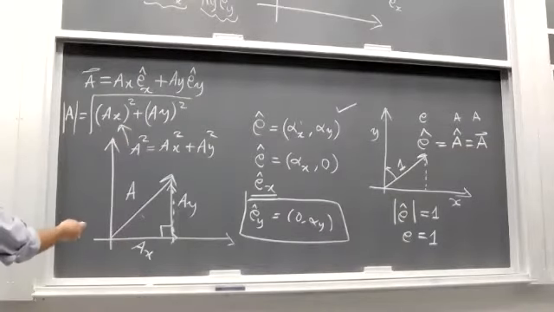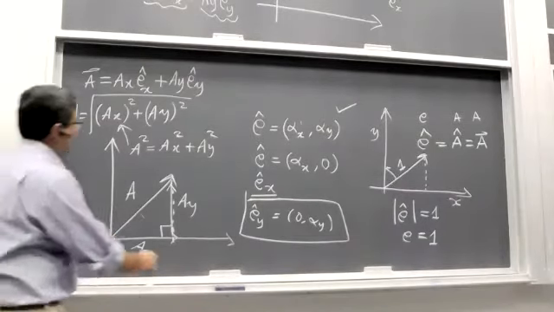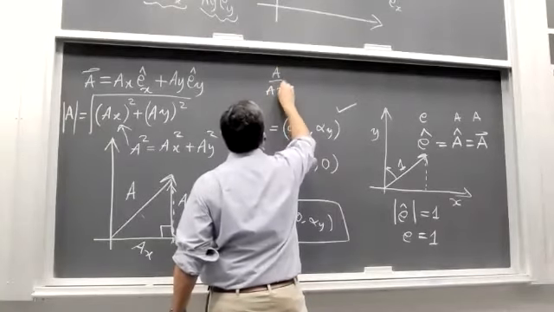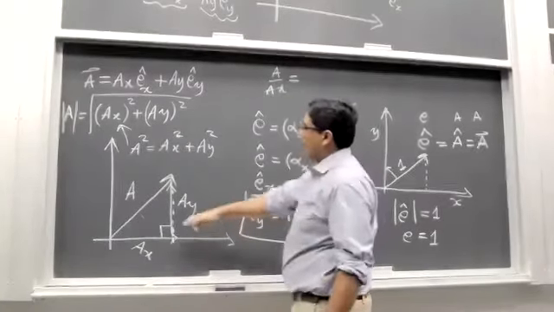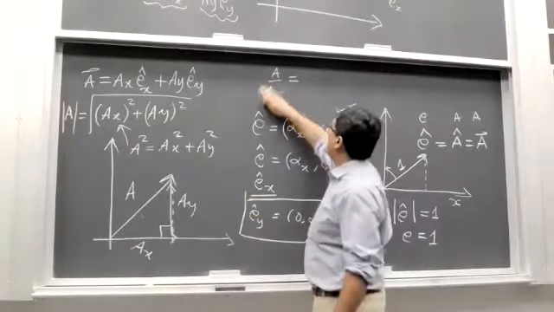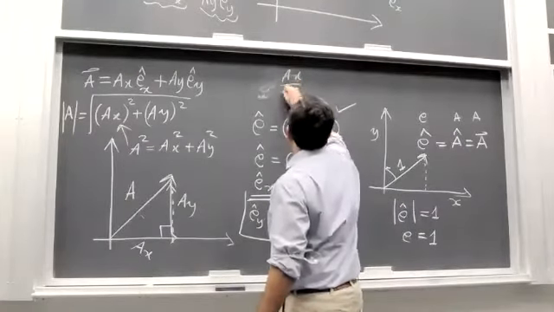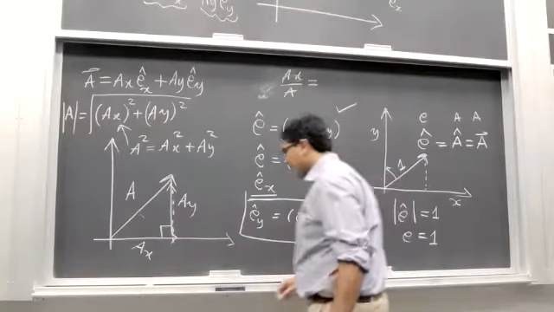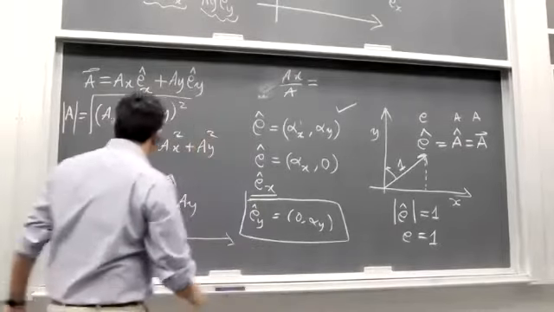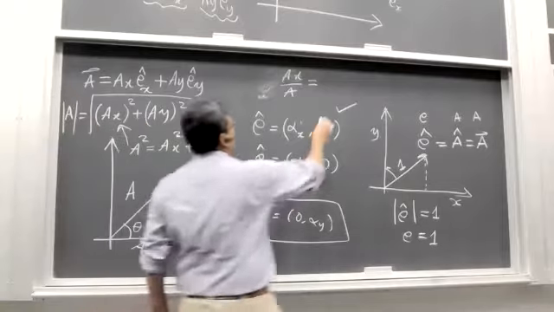Another important result from here. Now, if you look at this figure, for example, and see what is ax over a. Are you familiar with this quantity? No, sir. Cos of theta, if this angle is theta. Cosine.